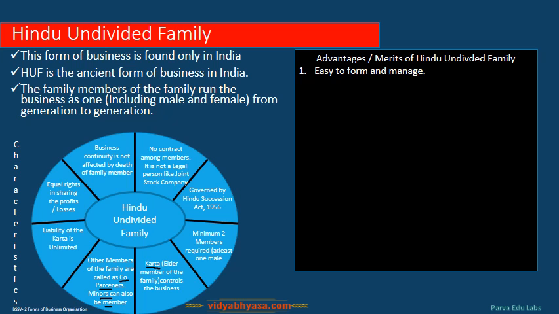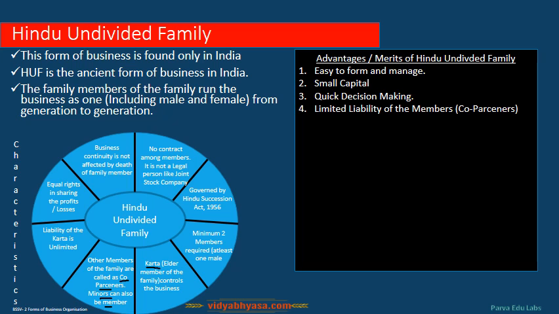Easy to form and manage because every person who is born in that family will become a member, so it is very easy to manage. Again, for an individual or one family, there is a limited amount available here, but the entire risk can be easily identified and managed because it involves only a small capital. Quick decision making, because Karta is an elder member and a decision maker, so he will take quick decisions. No outsiders are involved.